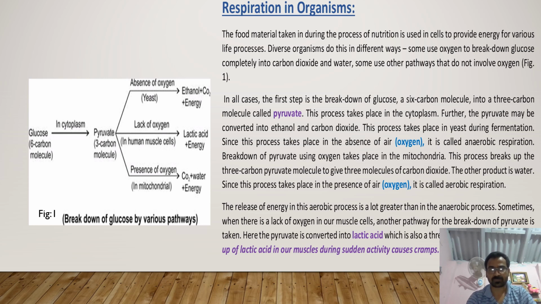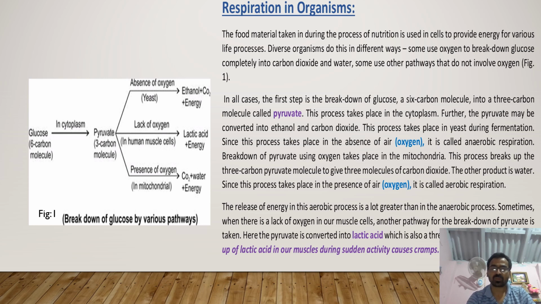From this stage, it has 3 destinations. Either the pyruvic acid will be completely broken down into 6 molecules of carbon dioxide, 12 molecules of water, and a huge amount of energy when it passes to the mitochondria. So this process of glucose, pyruvic acid, and mitochondrial breakdown is known as aerobic respiration or simply cellular respiration.